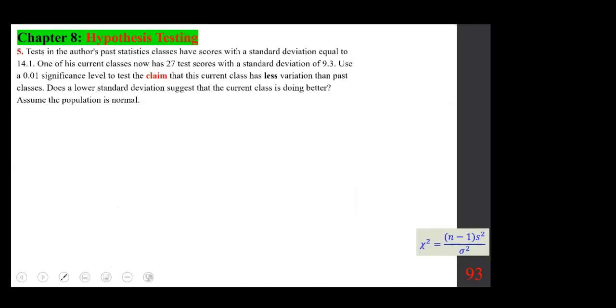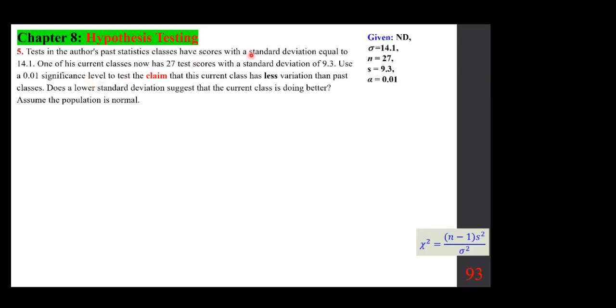Tests in the author's past statistics classes have scores with a standard deviation equal to 14.1. One of his current classes now has 27 test scores with a standard deviation of 9.3. Use a 0.01 significance level to test the claim that this current class has less variation than past classes. Does a lower standard deviation suggest that the current class is doing better? Assume the population is normal.